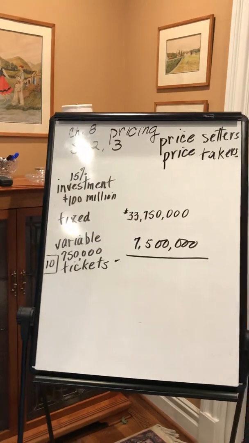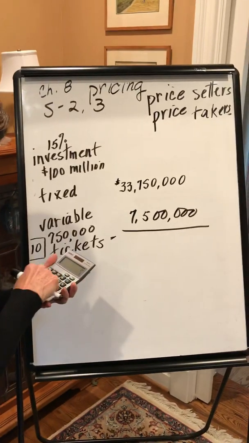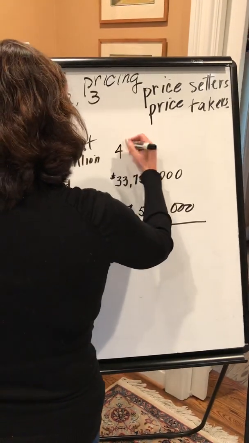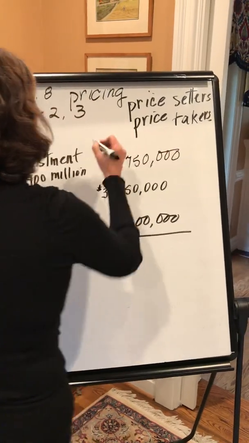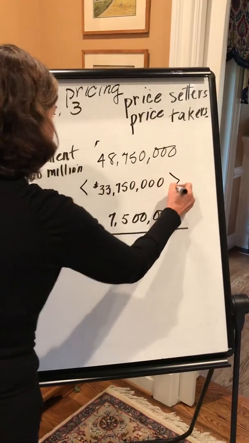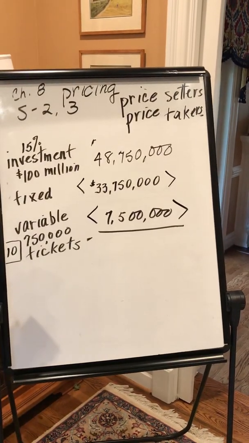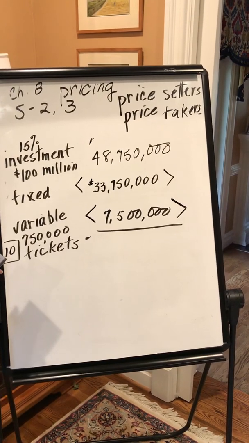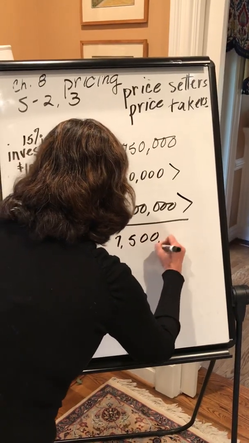So let's see, what are the revenues? The revenues are going to be $65 a ticket times 750,000 tickets, so $48,750,000. That's going to be their total revenues. We will subtract the fixed costs. We will subtract the variable costs. And we should come up with $7,500,000.